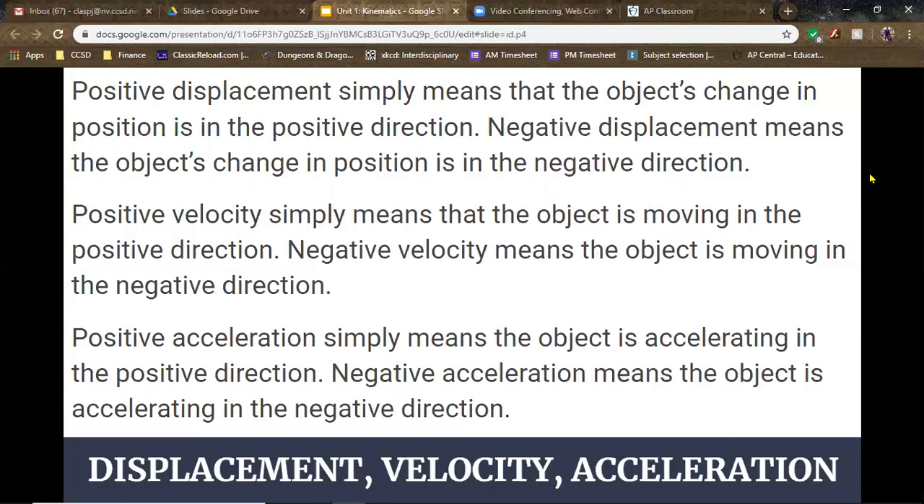And it's possible to have positive displacement in a negative position, or positive velocity in a negative position, or positive acceleration in a negative position, and vice versa. So you just got to watch out for that.